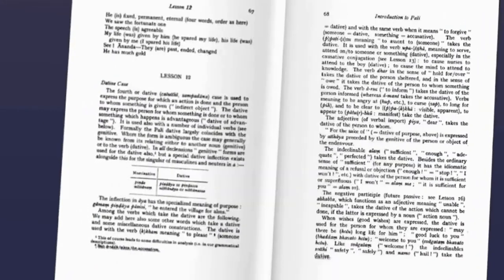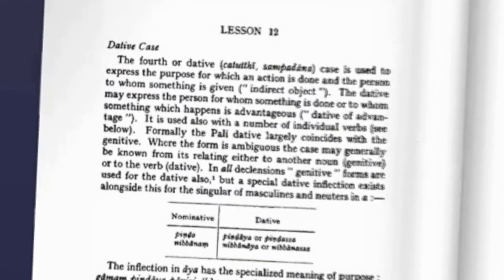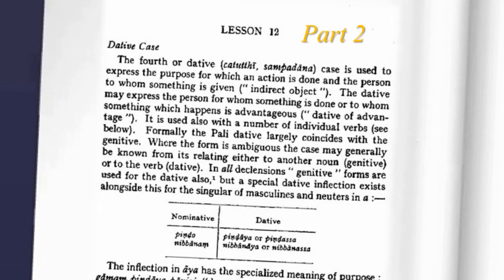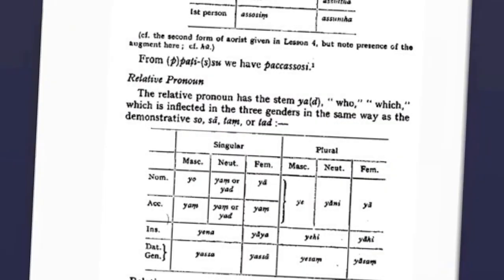Hello, and welcome to Lesson 12, Part 2 of A.K. Warder's Grammar Guide and Introduction to Pali. In this tutorial, we're now going to move on and look at relative and interrogative pronouns. And we'll start with the section on relatives.